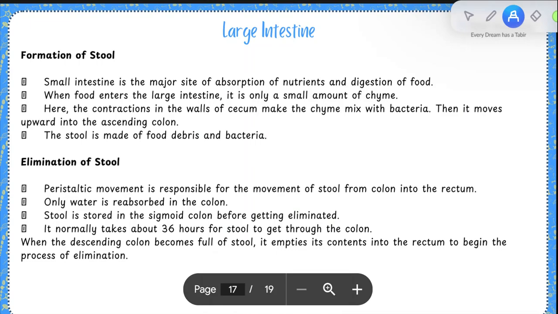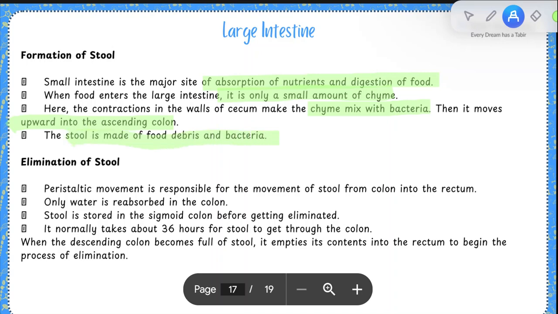The small intestine is the major site of absorption of nutrients and digestion of food that we know. So when food enters the small intestine, there is only a small amount of chyme in the large intestine. Okay? Here, the contractions in the wall of the cecum make the chyme mix with the bacteria, and then it moves upwards into the ascending colon. वही प्रोसेस जो हमने सारा भी डिस्कस किया है. And the stool is made up of food debris and bacteria.